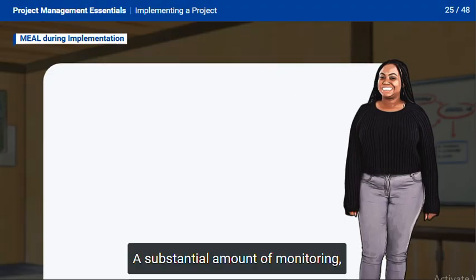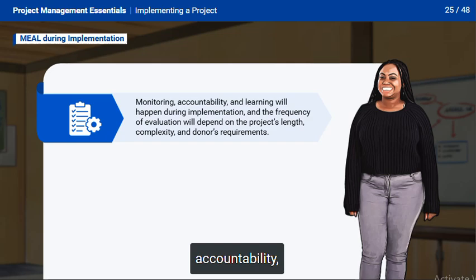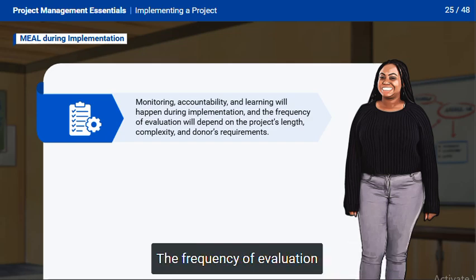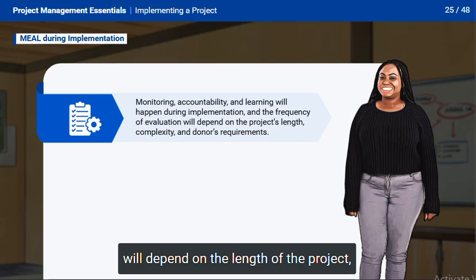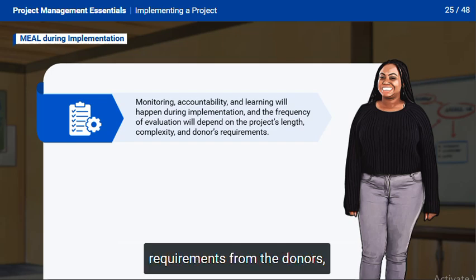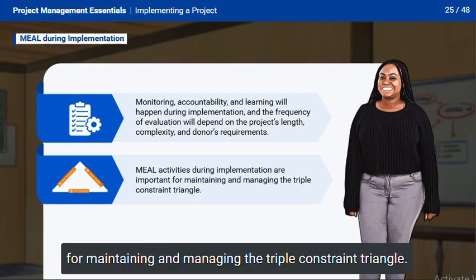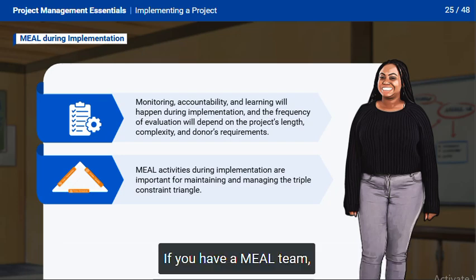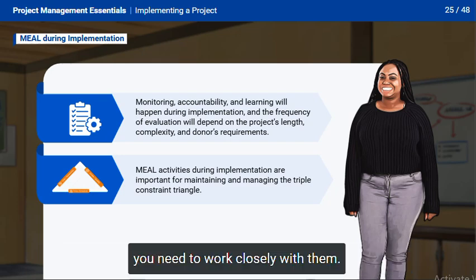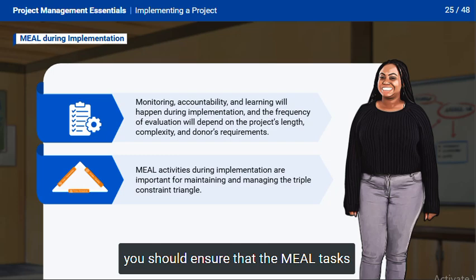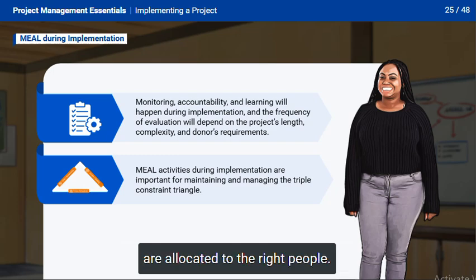A substantial amount of monitoring, accountability, and learning will be completed during implementation. The frequency of evaluation will depend on the length of the project, requirements from the donors, and complexity of the project. MEAL activities during implementation are important for maintaining and managing the triple constraint triangle. If you have a MEAL team, you need to work closely with them.